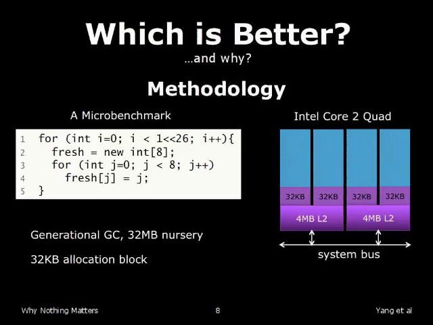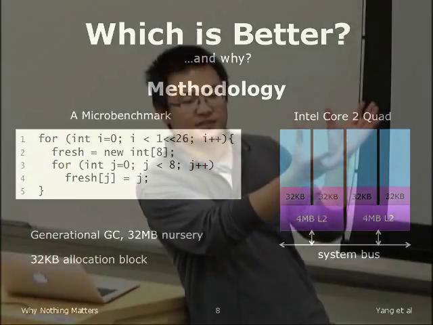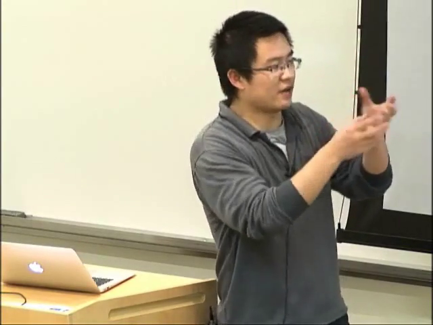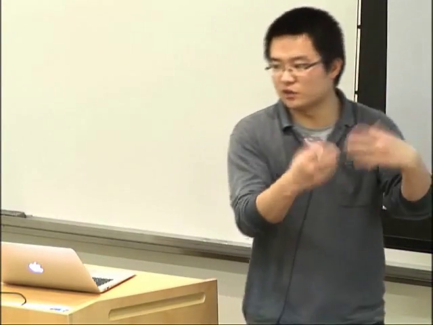For bulk zeroing, it allocates a 32 kilobyte block, zeroes the block one at a time, and starts to allocate objects inside the block. For the hot path, it gets a 32 kilobyte block, does not touch it, and allocates the first object, zeroes it, allocates another one, zeroes it, until you get the next 32 kilobyte block. This is for nursery allocation.